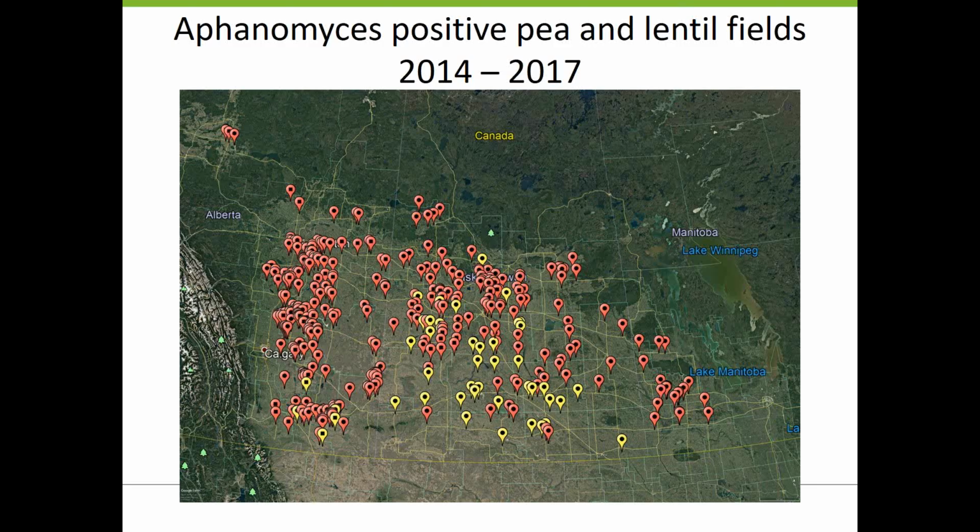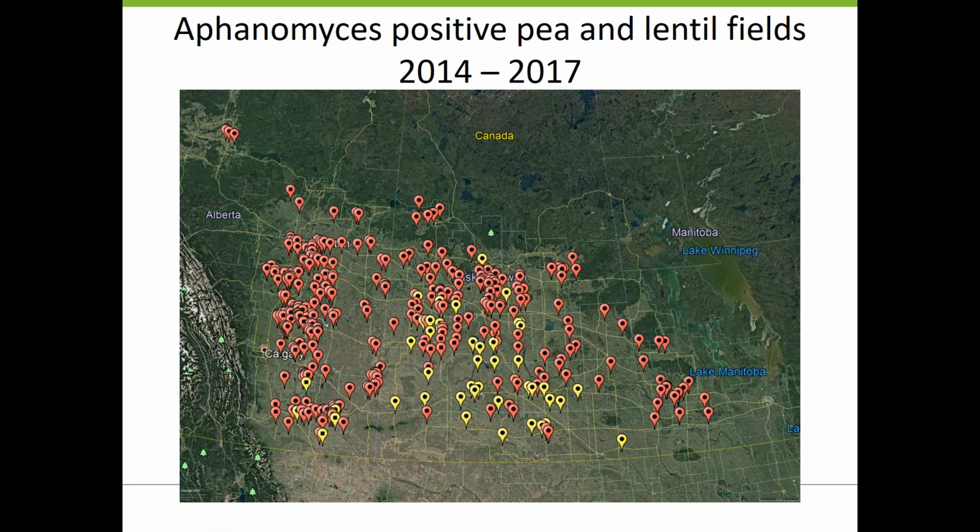So I'll start with an overview here with a map showing really the results in a concise way, the results of our 4 years of surveying. And anywhere you see a red pin is where we found pea fields that were positive for Aphanomyces, and then the yellow pins are lentil fields that were positive for Aphanomyces.